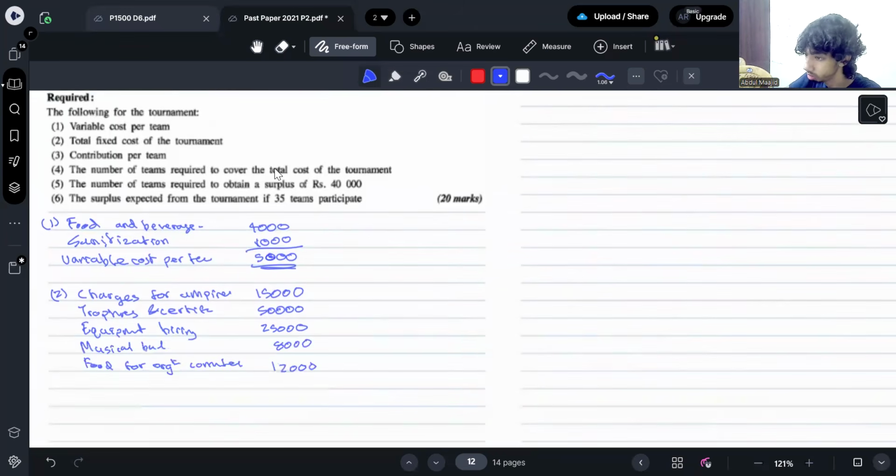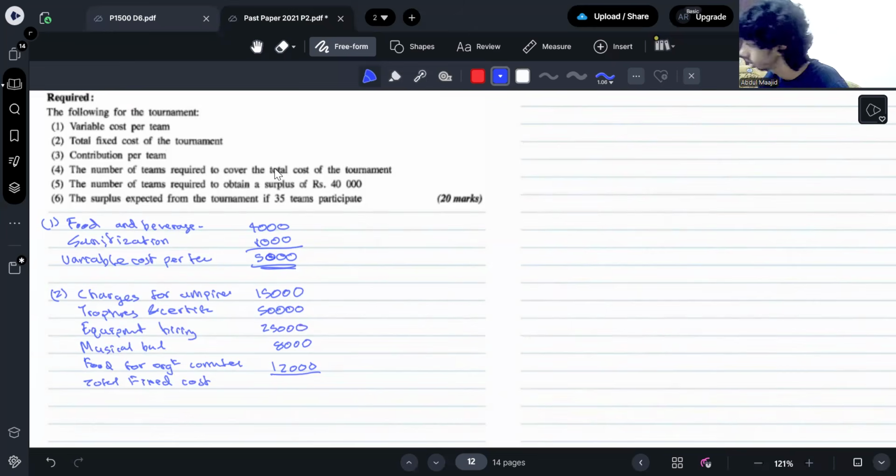Then total fixed cost will be 15 plus 50 plus 25 plus 8 plus 12, 110,000. So say rupees 110,000. Third requirement, contribution per team.